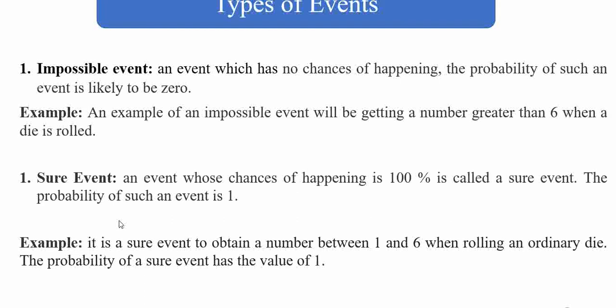It is a sure event to obtain a number between 1 and 6 when rolling an ordinary die. Okay, so this is the example. When you are rolling a die, you can get a number from 1 to 6. This is sure, you will get one number from 1 to 6. So the probability of a sure event has the value of 1.